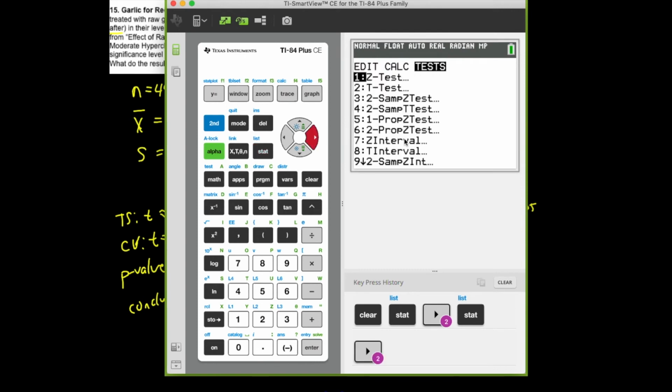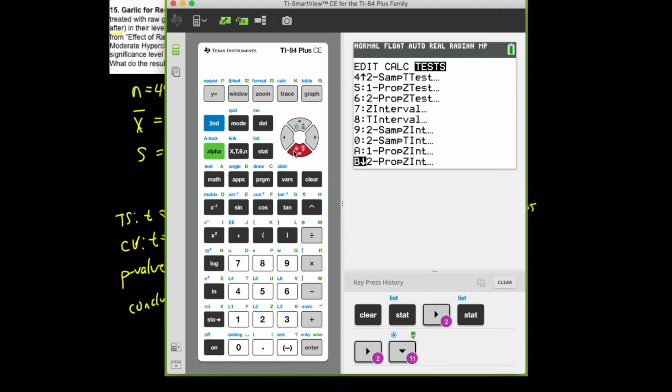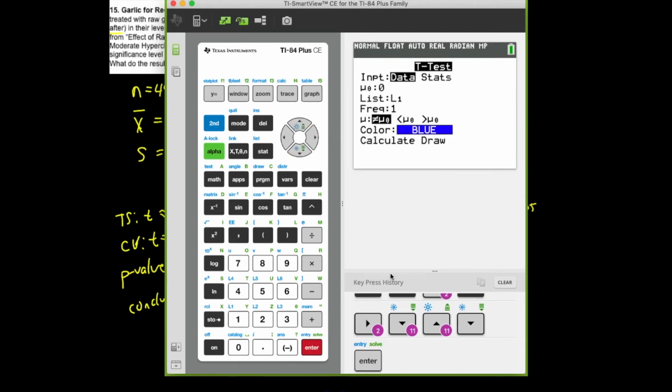It's all here. Remember I told you when we did confidence intervals, you don't want to confuse the stuff that ends in test with the stuff that ends in interval. But it tells you exactly what it is. Int is interval, test is test. I'm going to go up to t-test. Enter. Because I want a p-value and a test statistic.